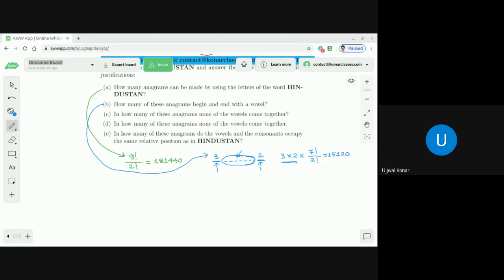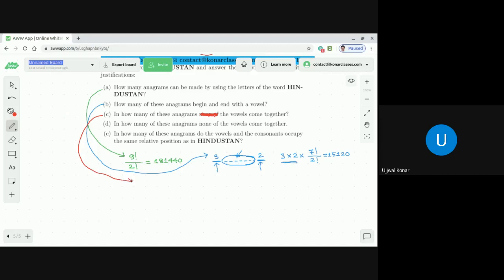Actually, the question is a little different here. There is a small mistake in the question. What I see is that in both question C and D, it is the same. In how many of these arrangements, in how many of these anagrams, the vowels come together? Vowels come together. The next part is correct. Let's concentrate on this question.